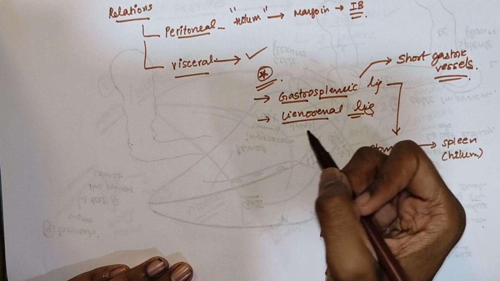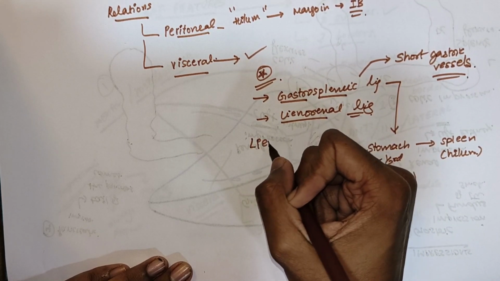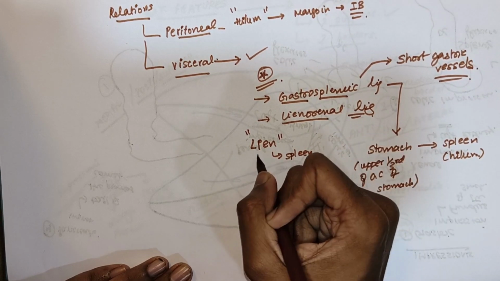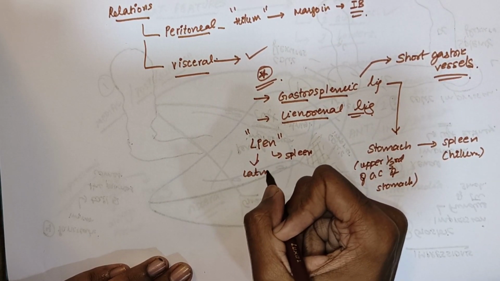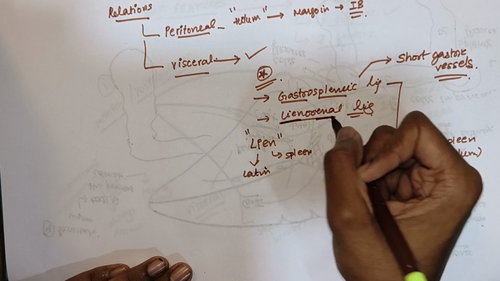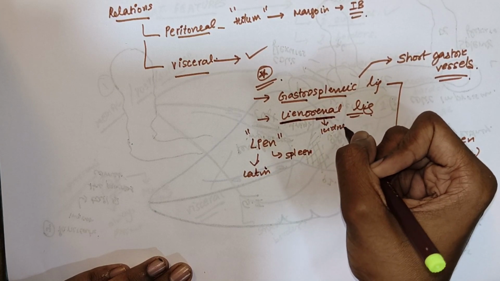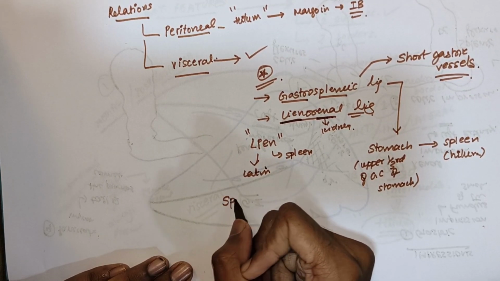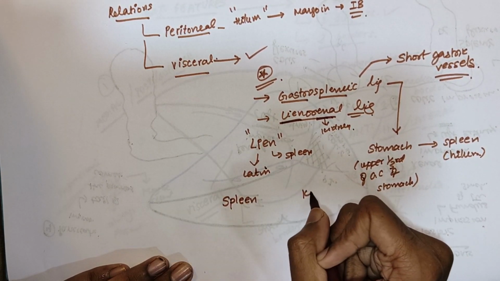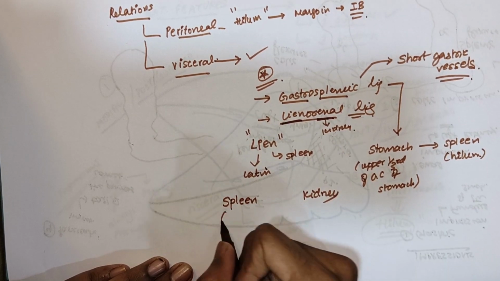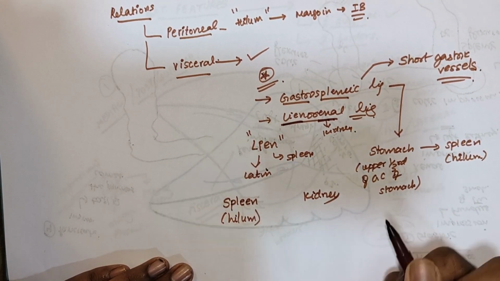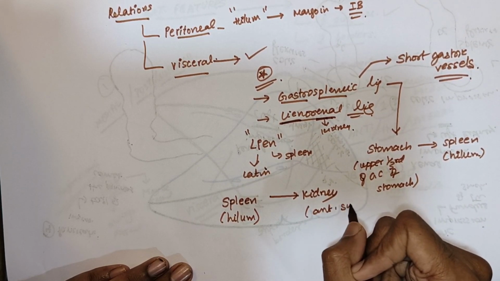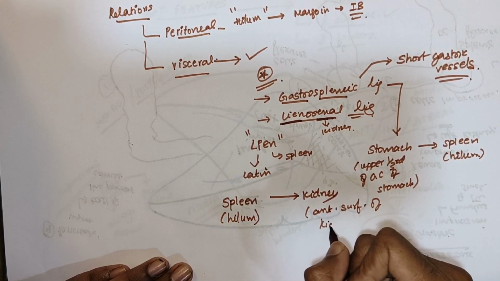Fine. Now talking about the lienorenal ligament. In the beginning of the video, I've told you that the word lieno refers to the spleen. The word lieno is derived from Latin, right? So lienorenal. Renal means the kidney. So you already know the extent of this ligament. It extends from the spleen to the kidney. Where on the spleen? From the hilum. And where on the kidney? Anterior surface of the kidney.